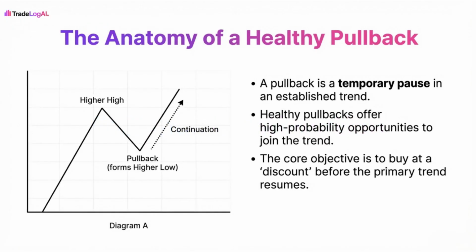A pullback is a temporary pause inside an established trend, not the trend ending. In the diagram, notice the higher high forms, then price pulls back and creates a higher low, and that's what keeps the trend intact. A healthy pullback creates a discount entry where you can join the dominant direction with defined risk. Your job is not to predict. Your job is to recognize the structure.